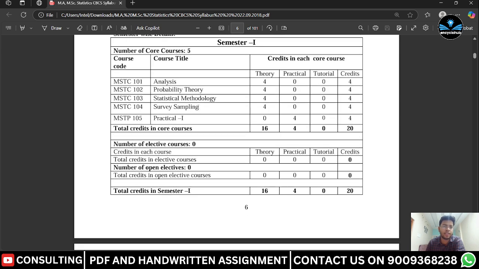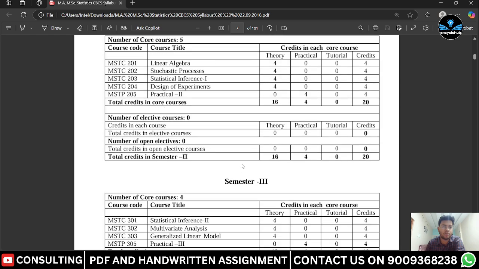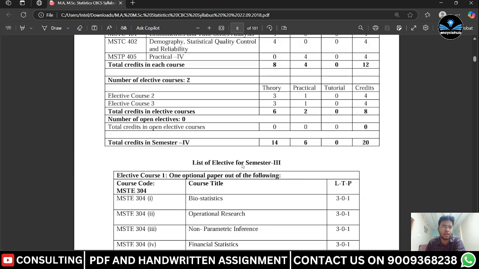Semester-wise details are given here, showing which papers you will study in this course in these semesters.